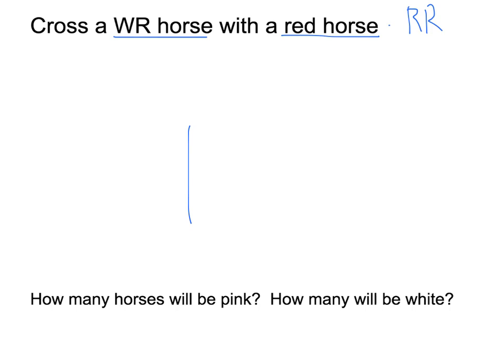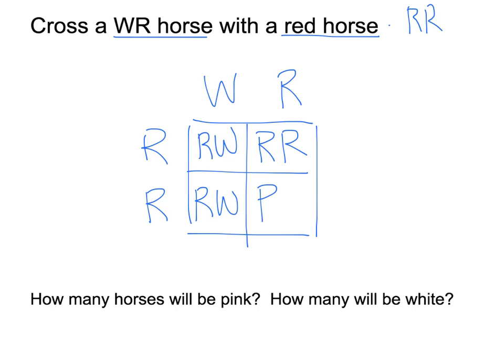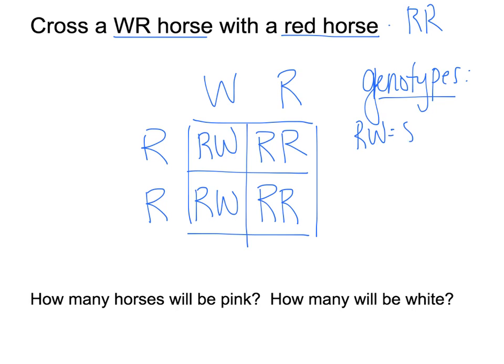So we're going to make a Punnett square just like we have done in the past. I'm going to put parent number 1, our red and white horse, across the top. We'll put our second individual across the side, and we'll look at the different possibilities. All right, so then we can report our genotypes. Our genotypes are RW at 50%, and RR at 50%.